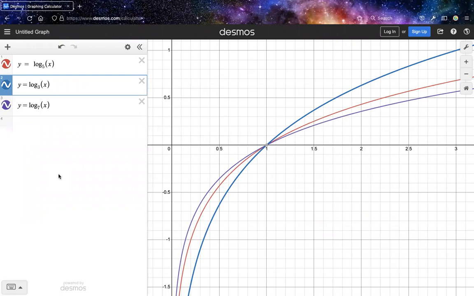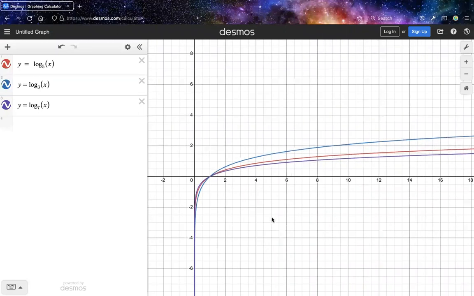The general shape of the curve is the same for all of them. That's what I'm trying to show you. General shape is the same. They all pass through that point there, 1, 0, and they just get bigger or smaller as the case may be.